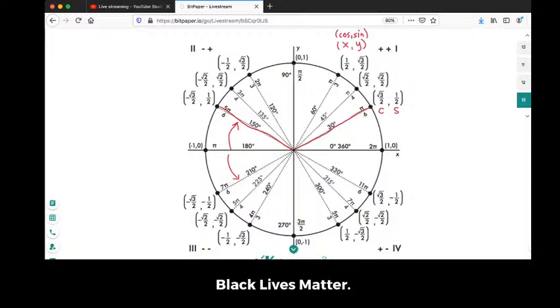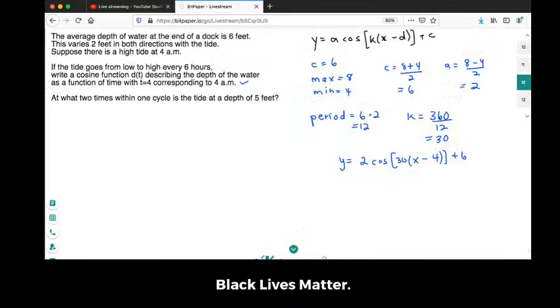So keep this in mind. Again, this happens a bunch of times. So that's kind of what they're insinuating in this question that we're solving here, is that because this is cyclic and because it follows that same type of structure that the unit circle follows, we can use that information to our advantage. So at what 2 times within one cycle is the tide at a depth of 5 feet?